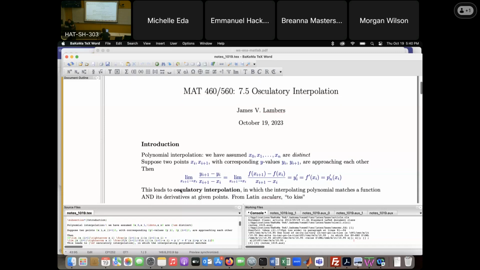So this leads to what's called osculatory interpolation. Osculatory interpolation is when you have an interpolating polynomial that matches f(x) at select x values and agrees with certain derivatives of f(x). Not just first derivatives like in this example here, but possibly higher order derivatives too. The term osculatory interpolation comes from the Latin word osculare, which means to kiss. The x values approach each other so they meet.